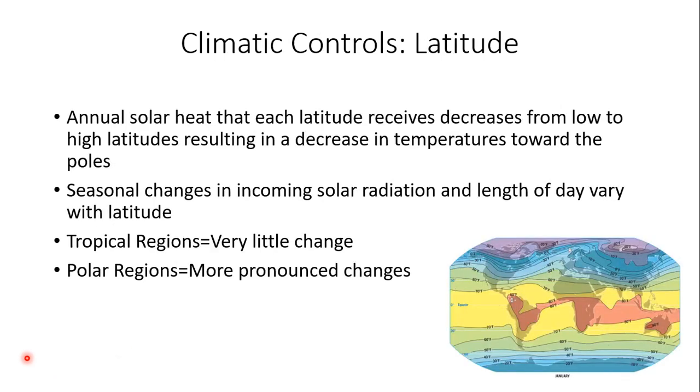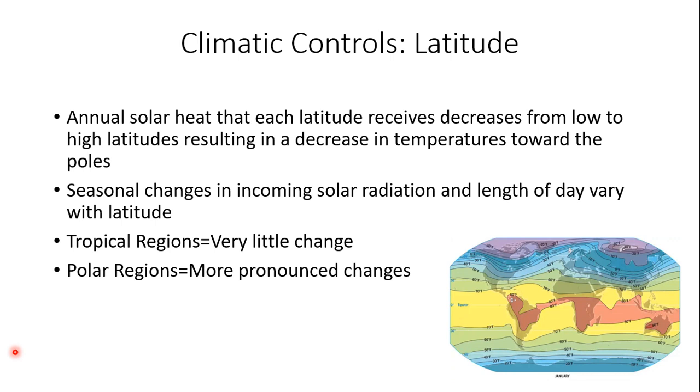So let's first start off with the latitude. This is a big climatic control. In general, you have annual solar heating that each latitude receives. It generally decreases from lower to higher latitudes. It results in a general cooling of temperature toward the poles.